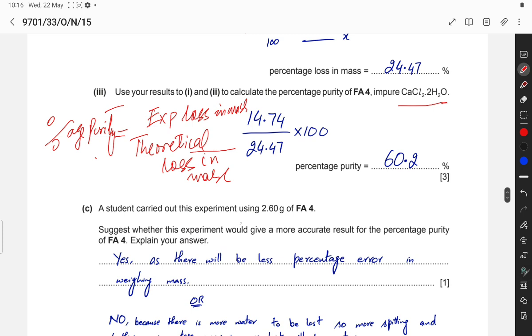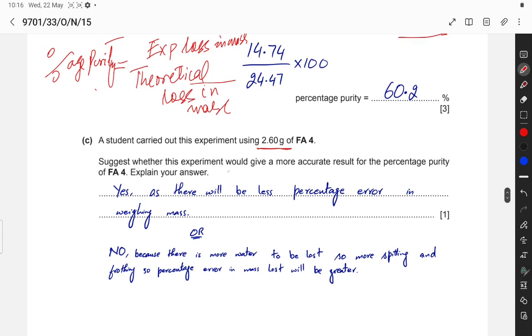A student carried out this experiment using 2.60 gram of FA4. Suggest whether this experiment would give a more accurate result for the percentage purity of FA4. Explain your answer. Yes, as there will be less percentage error in the weighing mass. So when we use more mass, there will be less percentage error, because in the experiment we are using 1.90, so if we use 2.600, there will be less percentage error in weighing mass.